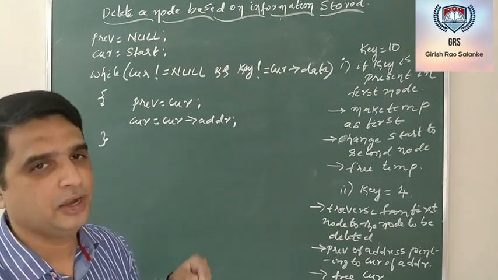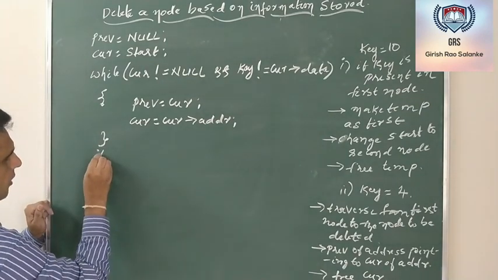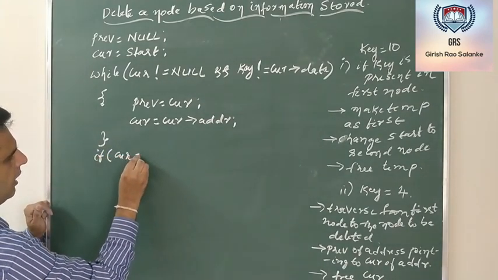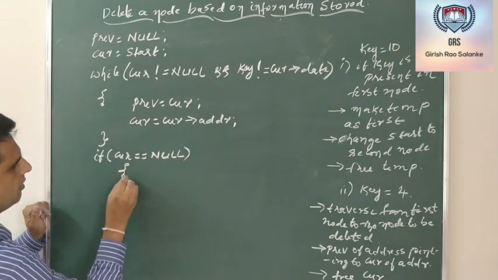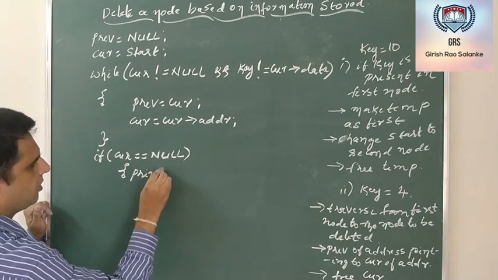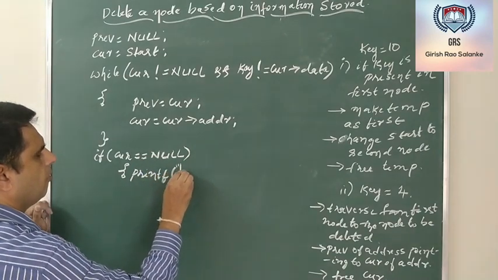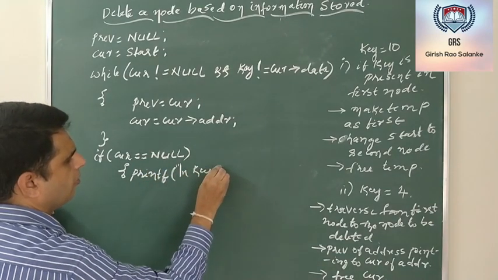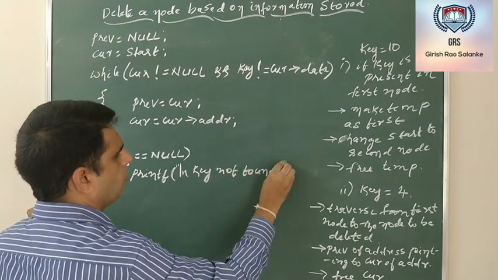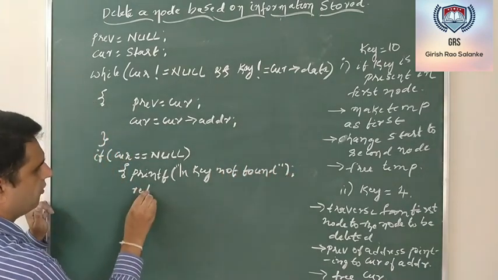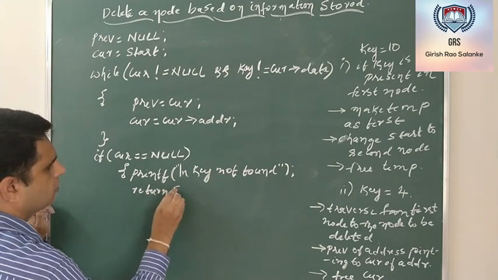I told earlier that if the key provided is not there in the linked list, then your current will be pointing to null. Please write the condition: if current is equal to null, I'll just put an error message. Printf: key not found. And come out of the function. Return start.